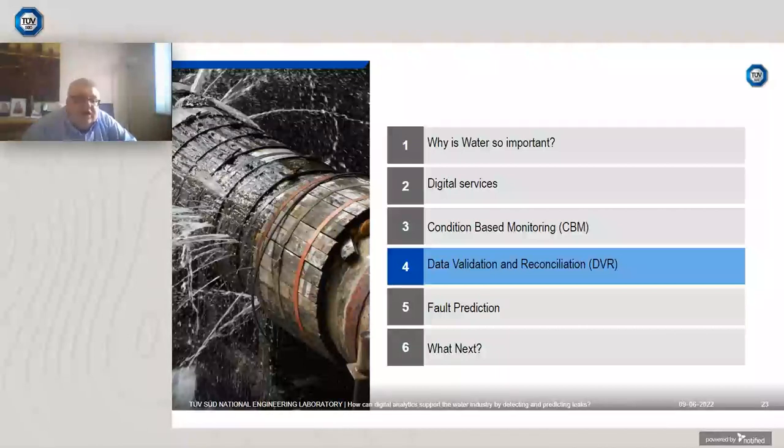The second tool that I'd like to talk to you today about is something called data validation and reconciliation. One cost-effective way of increasing confidence in flow meter data accuracy is to use a technique known as data validation and reconciliation. And this is a statistical method that may be used to evaluate the quality of flow measurement data from all types of systems.